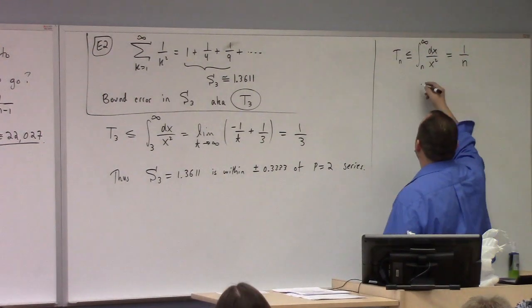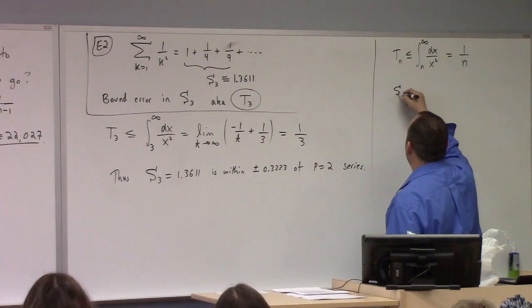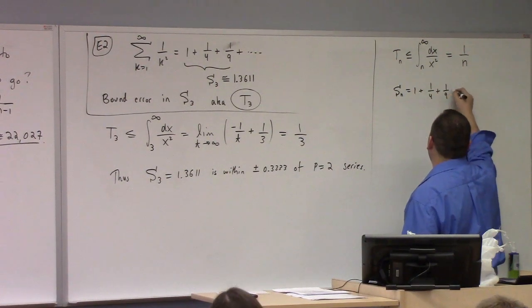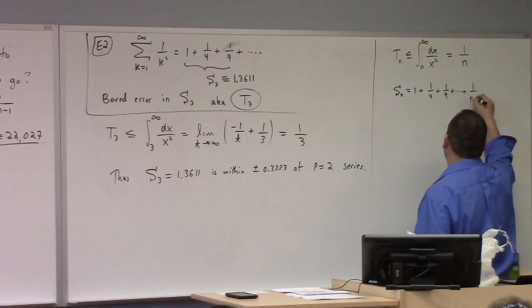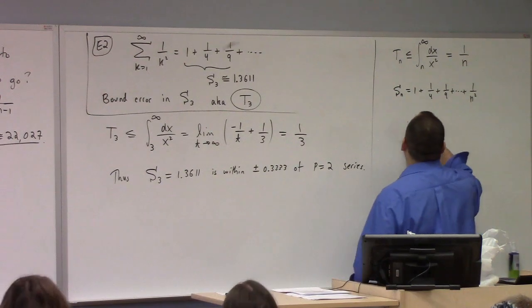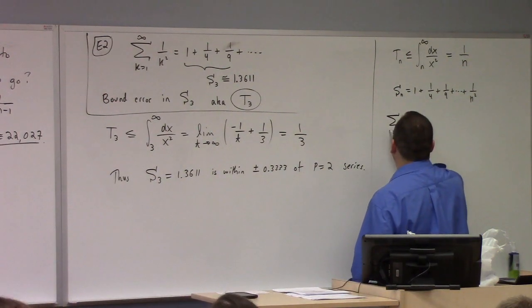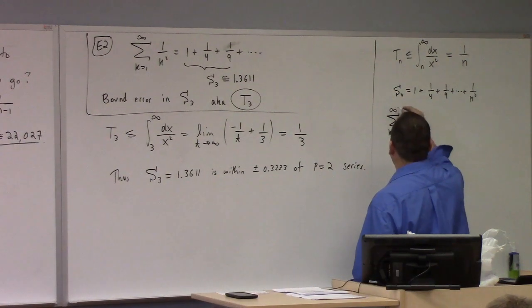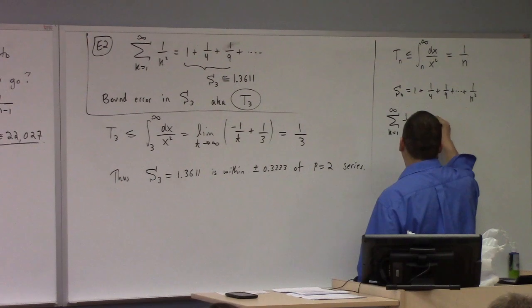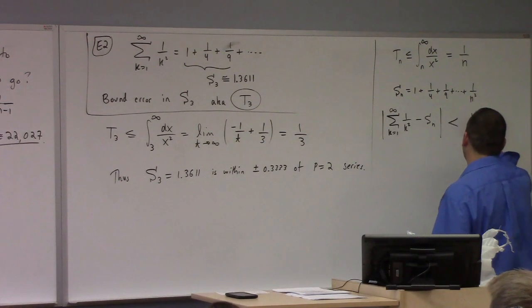So what that tells me then is that Sn, which is 1 plus 1/4 plus 1/9 plus up to 1 over n squared, if I look at the p equals 2 series, the sum from k equals 1 to infinity of 1 over k squared, minus this nth partial sum, that's less than 1 over n squared.